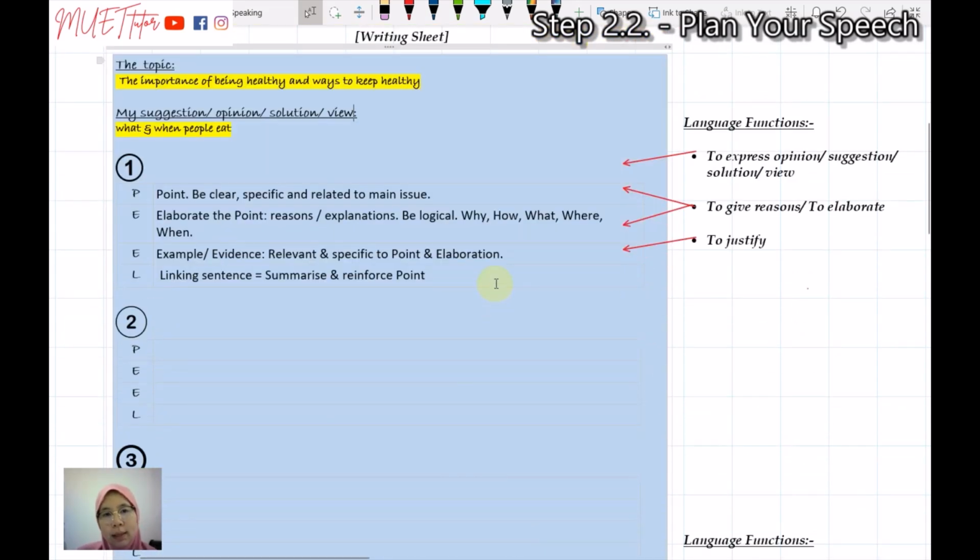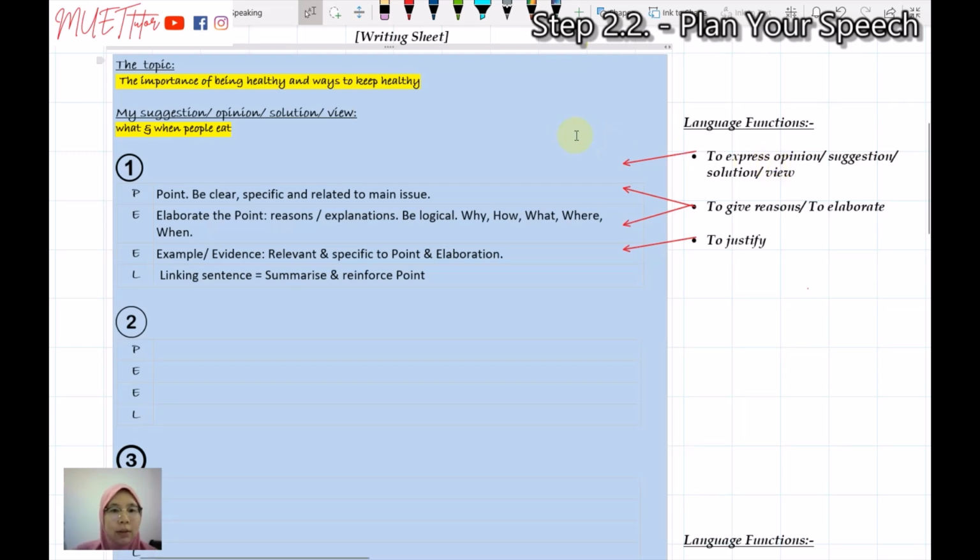Using the PEEL acronym could help us generate ideas and to make sure that we provide all the language functions this test wanted us to do, which are to express opinions, suggestion, solution or view, to give reasons, to elaborate, or to justify. And this will also need your background or cultural knowledge, where you'll use your understanding of how the world works. And this is why you always hear people telling you to read widely or listen to or watch videos on relevant issues, or maybe doing things yourself in order to gain more general knowledge.